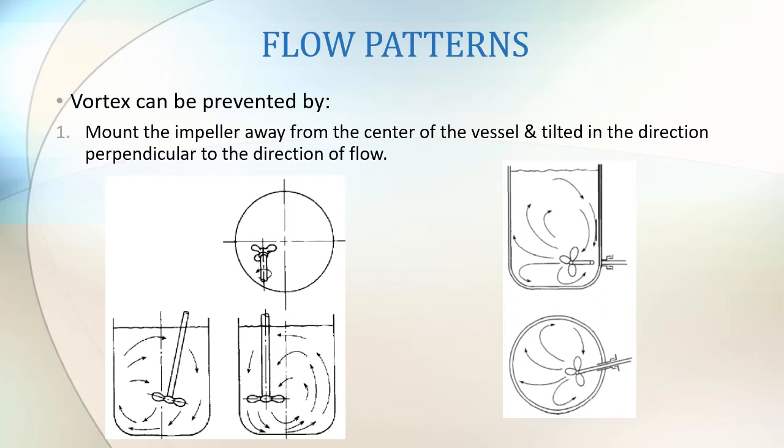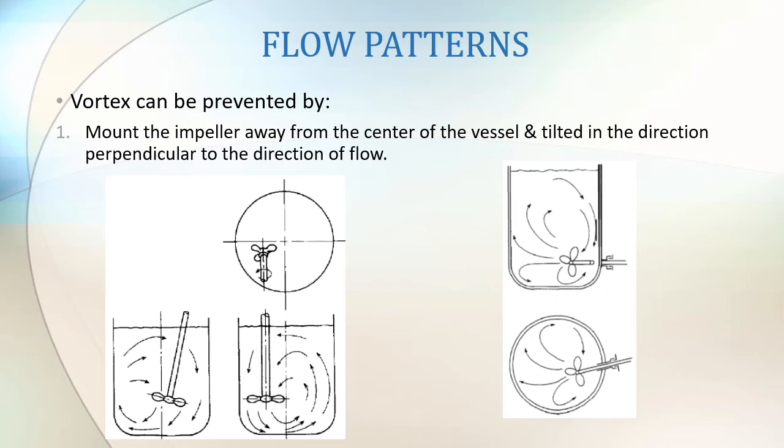So let's say this is the top view of your mixing tank. This is the center line. Instead of mounting your impeller shaft in the middle, you mount it offset, off center of the vessel. This is the side view, so it looks something like this. Instead of having the impeller shaft over here, you have it offset to the left or to the right, depending on your process. By having this, you are actually able to prevent the formation of vortex.